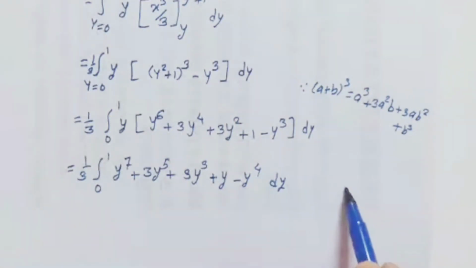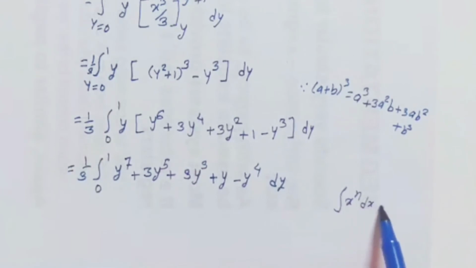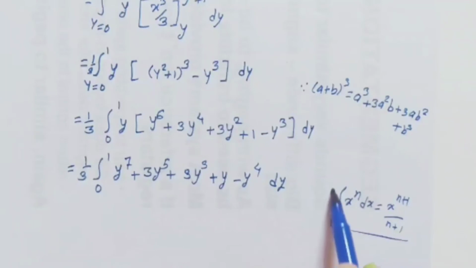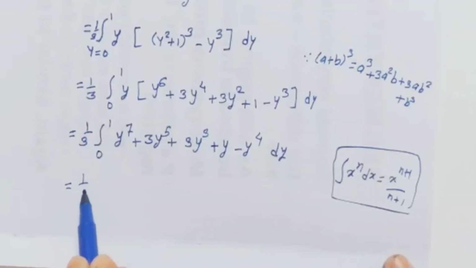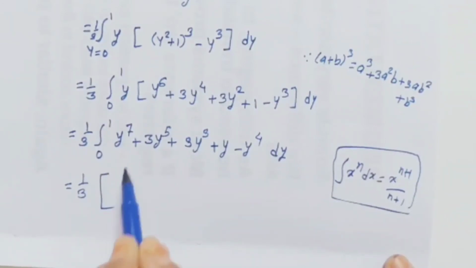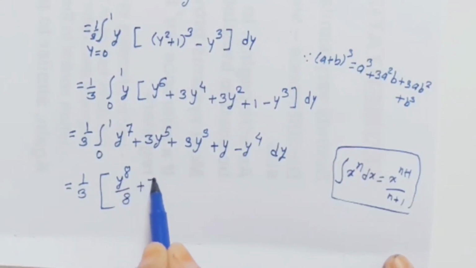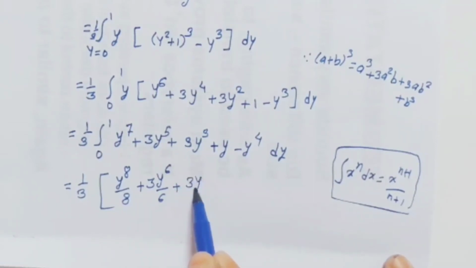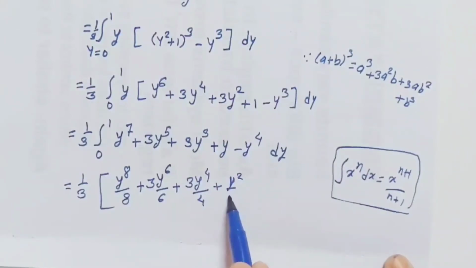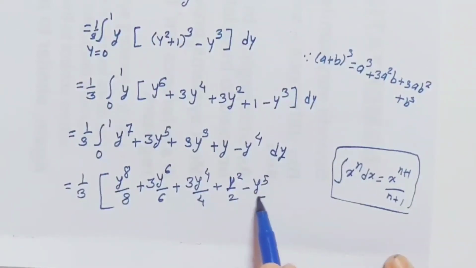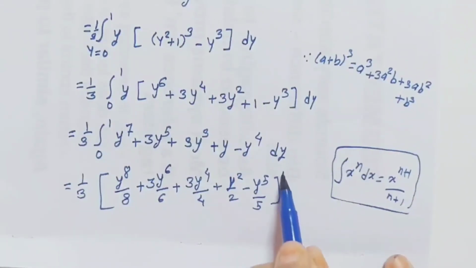So simply, the formula for integration of x raised to the power n dx is x raised to the power n plus 1 divided by n plus 1. With the help of this formula, we will integrate here. So here, 1/3 as it is, integrate this term. Integration of y raised to the power 7 is y raised to the power 8 by 8, plus 3 y raised to the power 6 by 6, plus 3 y raised to the power 4 by 4, then y square by 2, minus y raised to the power 5 by 5. Limit is 0 to 1.